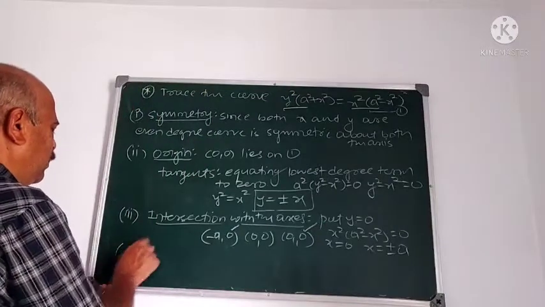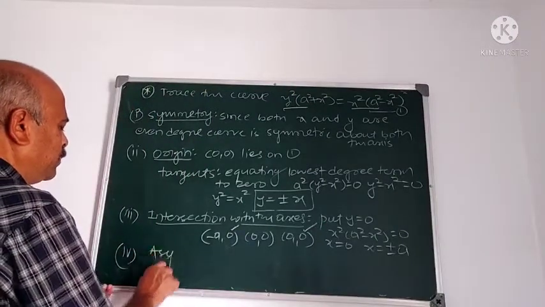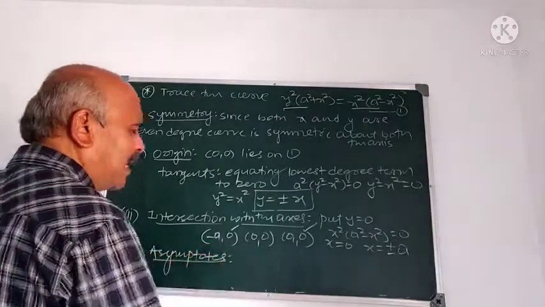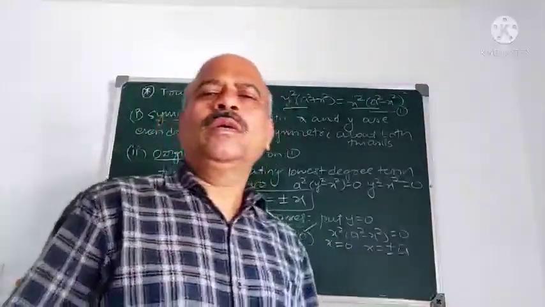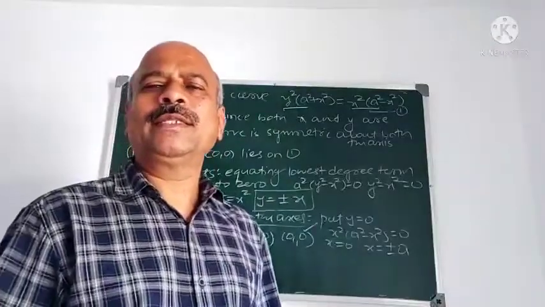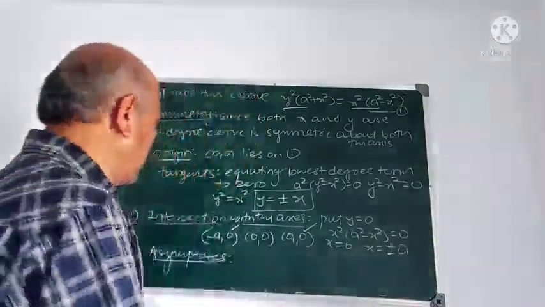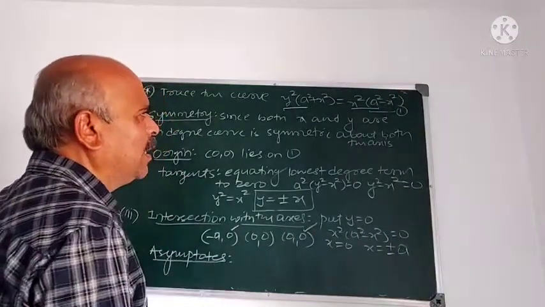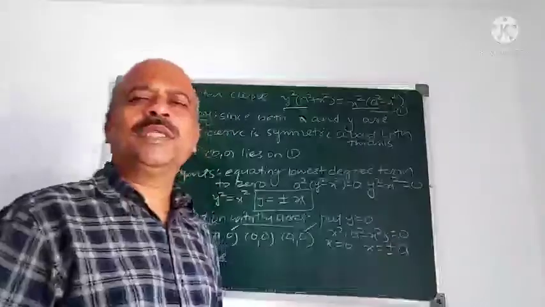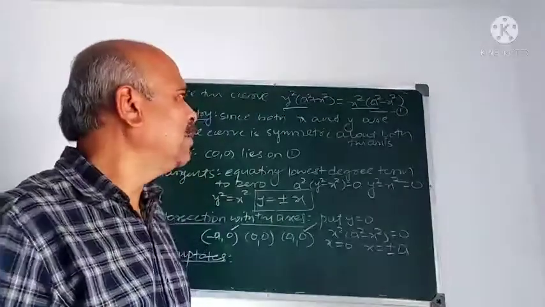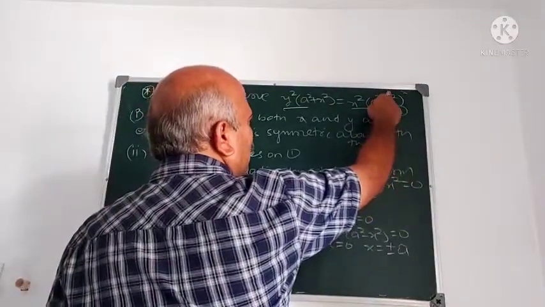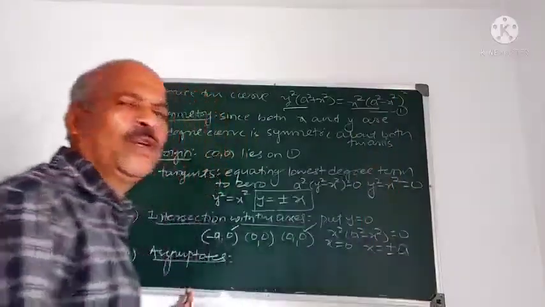Next, fourth one, asymptotes. How to get parallel asymptotes? See, here we are thinking of only asymptotes parallel to the x and y axes. How to find out the asymptote parallel to the x axis? By equating the real linear coefficient of the highest degree term in x to 0. What is the highest degree term in x? x raised to 4. And its coefficient is minus 1.